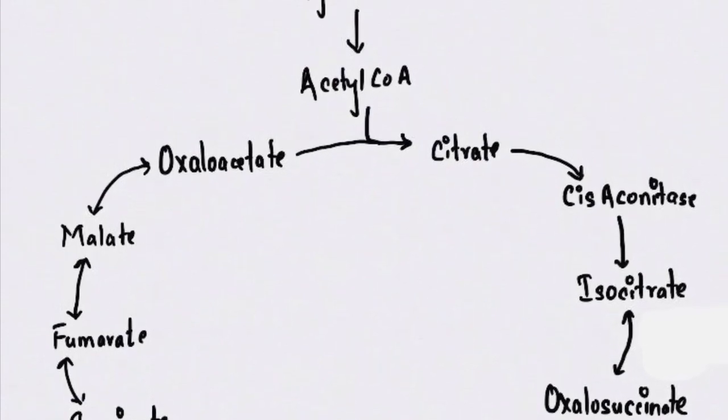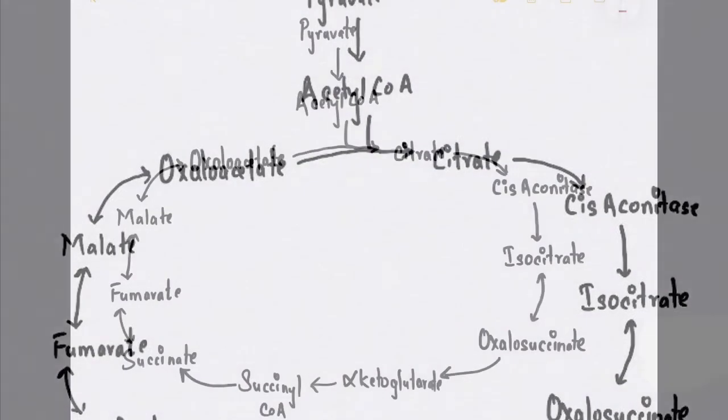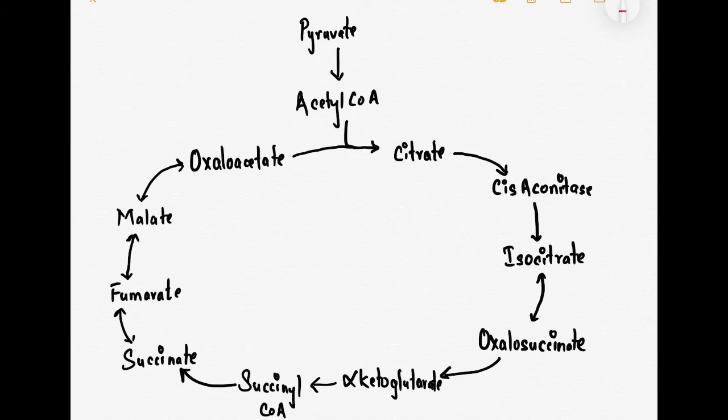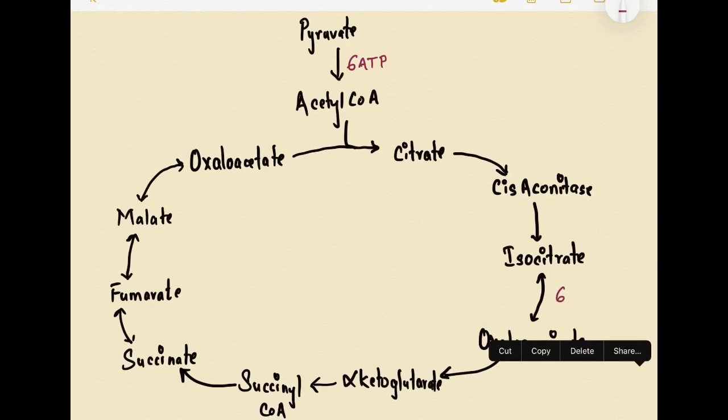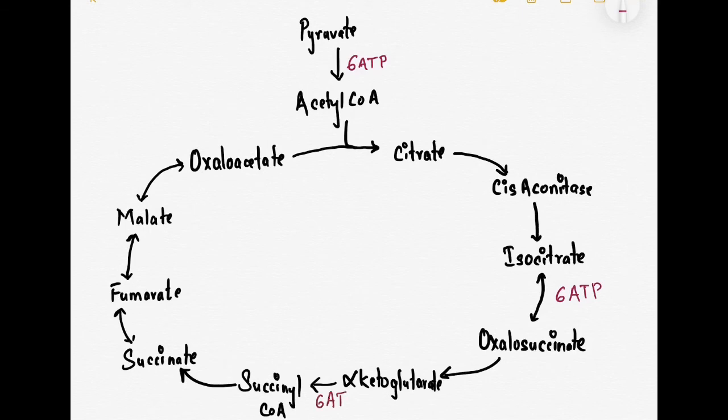Now moving on towards the energetics of TCA cycle. If the TCA cycle starts from glycolysis, then there is 6 ATP production on the first step, where there is conversion of pyruvate to acetyl coenzyme A. Then again 6 ATP at the step where there is conversion of isocitrate to oxalosuccinate. Then again 6 ATP from the conversion of alpha-ketoglutarate to succinyl coenzyme A.